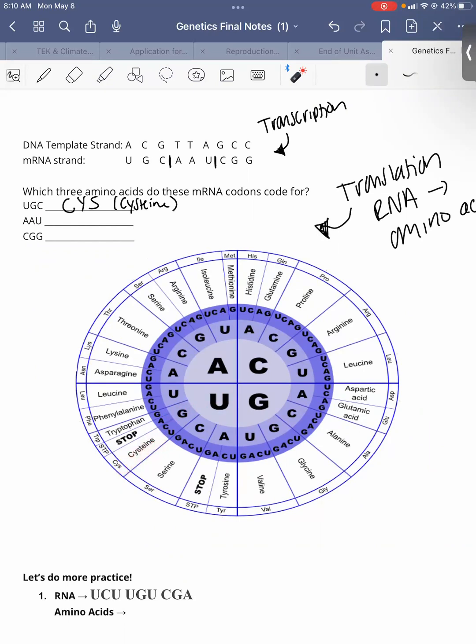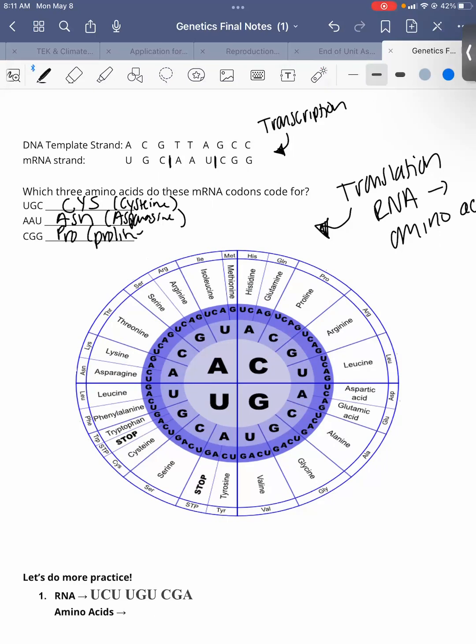So I'm going to do the next one, AAU. That is ASN, or asparagine. And these are all the 20 amino acids right here. These are names of amino acids, okay? So CGG, we start in C, CG, that is proline or pro.